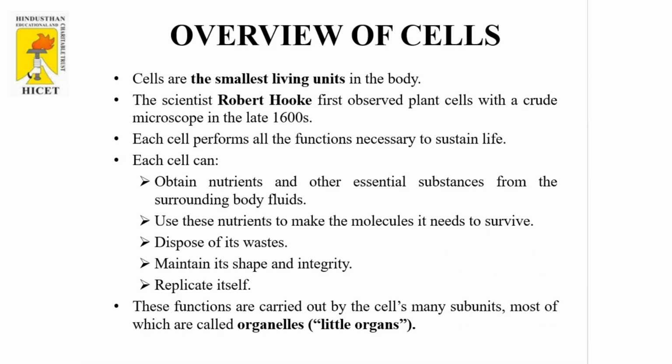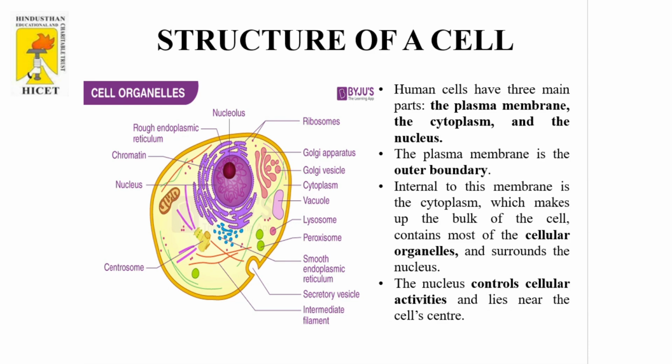So, overview of cells. The cells are the smallest living units of the human body. They were first discovered by Robert Hooke in the 17th century. Each cell can take in nutrients, produce energy, remove waste, maintain its shape, and reproduce itself. These are the functions that a cell can perform. These life supporting functions are carried out by specialized structures called cell organelles, which are known as the parts of the cell. So, moving on to the basic structure of a cell.